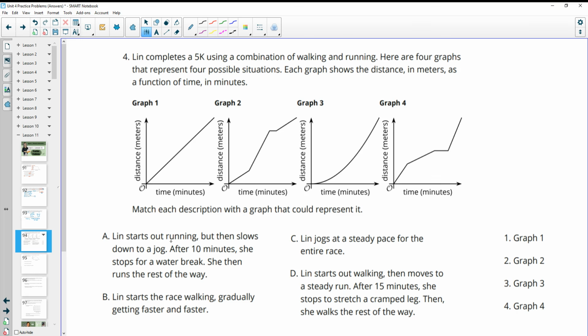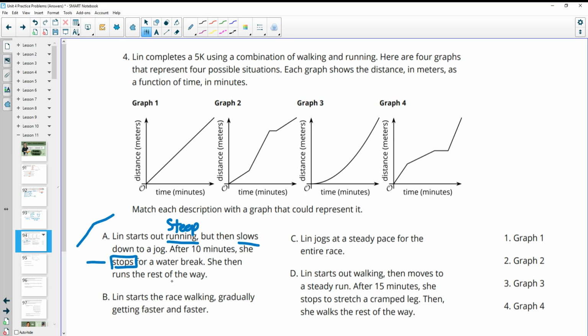So A says that Lynn starts out by running. So your running speed is going to be steep, okay, versus walking or slowing down to a jog. So this running is going to be steep, but then slows down to a jog. So then that's going to be less steep because it slows down. So she's going to start out steep, then she's going to be less steep. Then it says after 10 minutes, she stops. And stops is going to be a flat line.